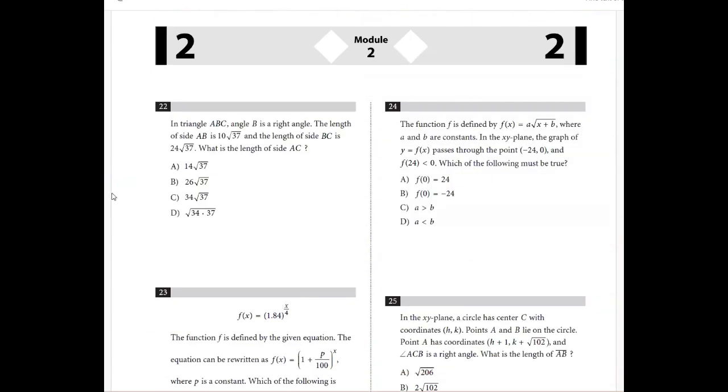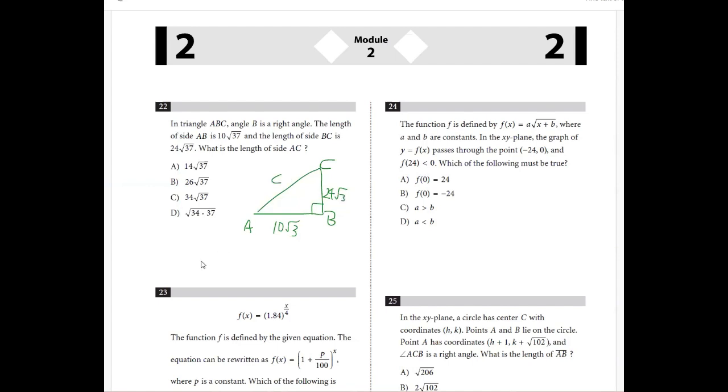Okay. In triangle ABC, angle B is the right angle. Geometry problem, so I'm going to draw it out here. So B. The length AB is 10 root 37, and the length of BC is 24 root 37. What is the length of side AC? Okay, so I'll write this here. And 24.